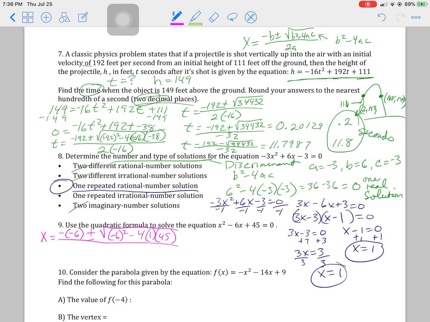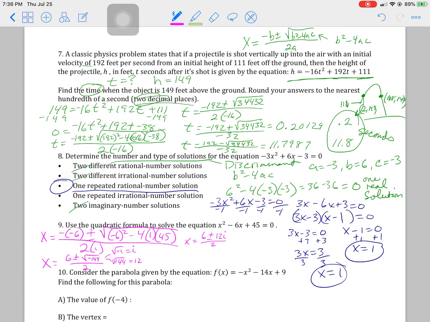All right, that's all over 2 times 1. So this is going to be 6 plus or minus the square root of negative 144 over 2. Negative 144, you've got to take out the negative 1 as an i. And then 144 is a perfect square. So this is going to be x equals 6 plus or minus 12i over 2, and then we have to reduce.